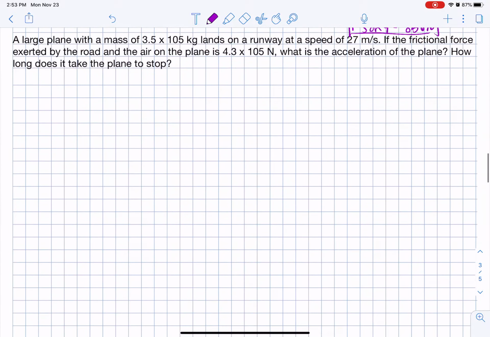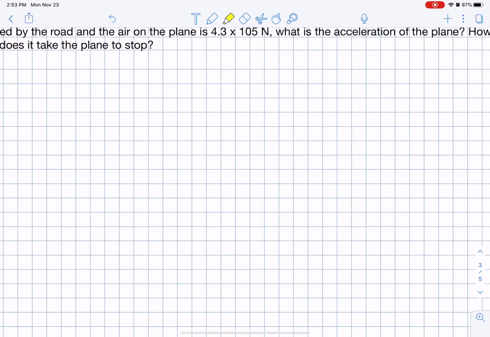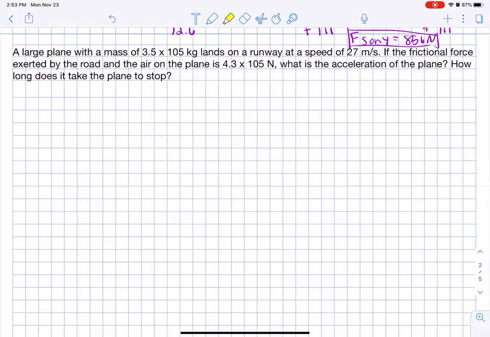Let's do one last problem. A large plane with a mass of 3.5 times 10 to the 5th kilograms lands on a runway with a speed of 27 meters per second. If the frictional force exerted by the road and the air on the plane is 4.3 times 10 to the 5th newtons, what is the acceleration of the plane? And how long does it take the plane to stop?